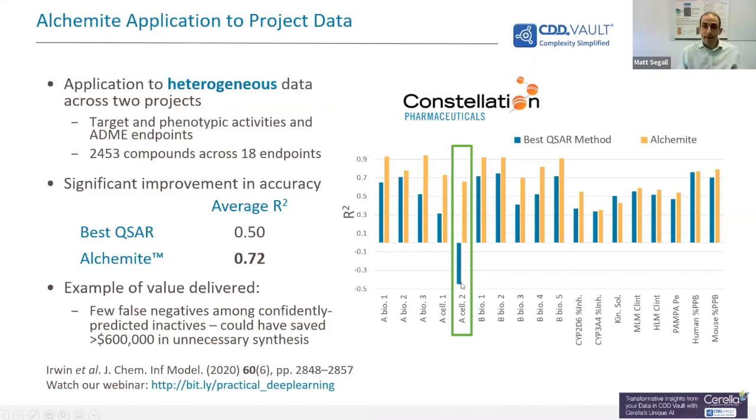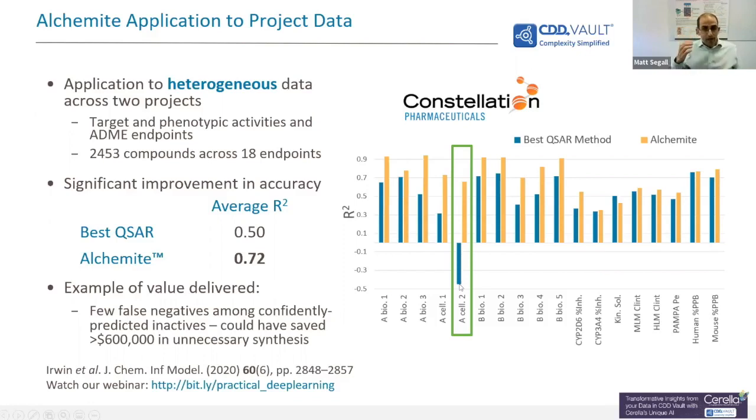Here you can see the best QSAR method. We tried lots of different methods. The best one on the independent test set actually had a negative coefficient of determination. What that means is that the predictions are worse than generating random numbers. So really not very helpful at all. But we can understand why.